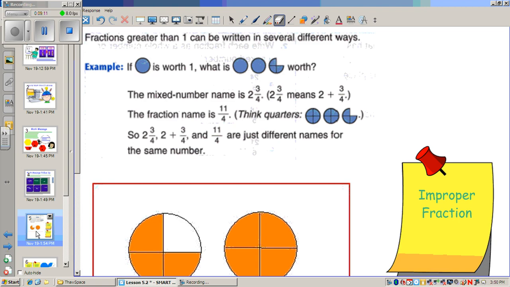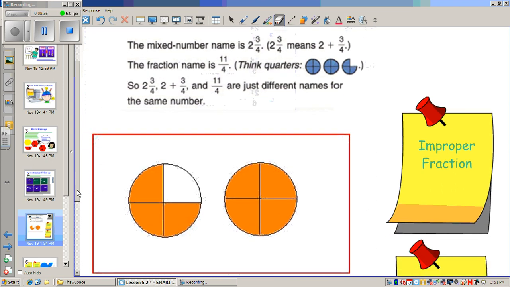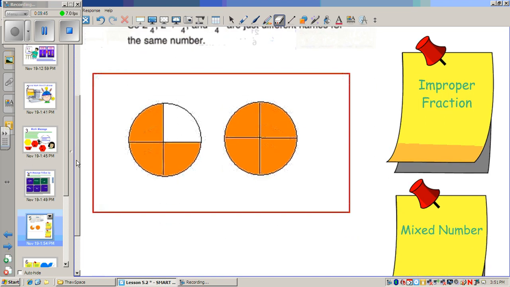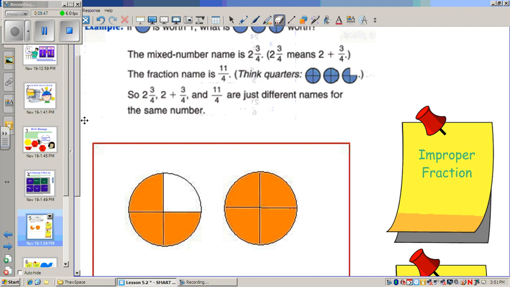All right, so just another little review. Fractions greater than 1 can be written in several different ways. The mixed number name is 2 3/4, so that means you have a whole number plus the fraction. The other name is 11/4, so it means 11 pieces of a fourth. So you have 2 3/4 and 11/4. They're the same, they just have different names. One is the improper fraction, meaning the numerator is bigger than the denominator, as in 11/4 right here, and the mixed number is the 2 3/4. So if I looked at this right now, I know I have 8 pieces, right? Because I have 4 and 4.